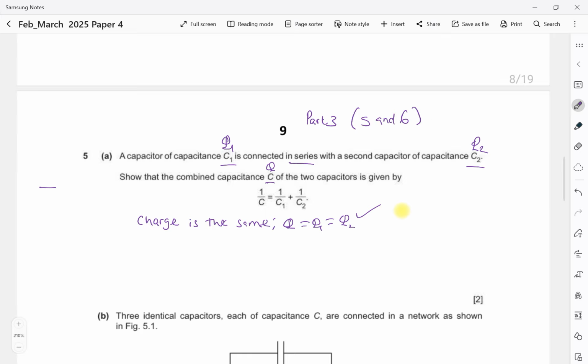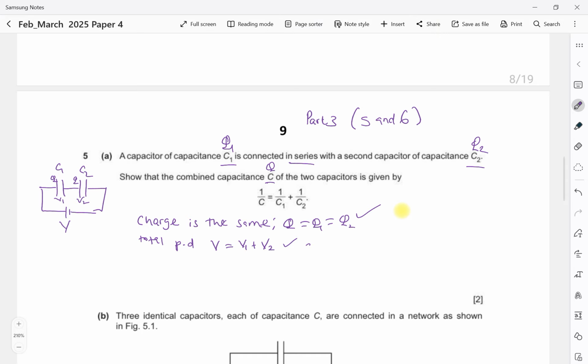So that means the PD is going to be shared. If you look at the capacitors being in series, the total PD is V. If this is C1 and this is C2, this is going to be V1 and this is V2. The charge on each of the capacitor plates is the same. So the total PD V is the same as V1 plus V2. So that is the second mark. The other algebra is just emphasizing this.